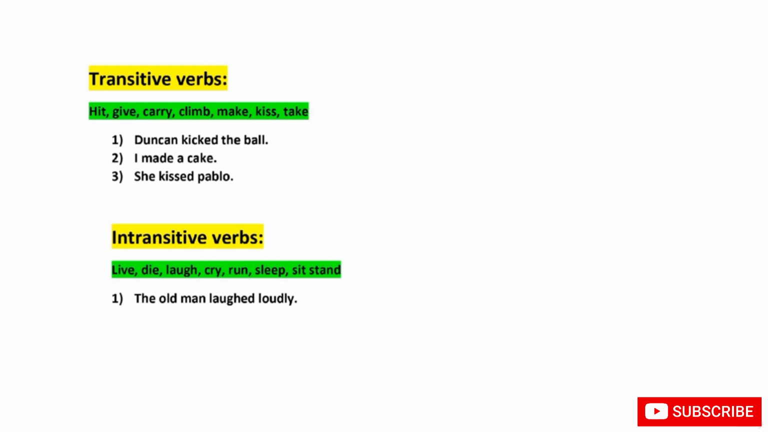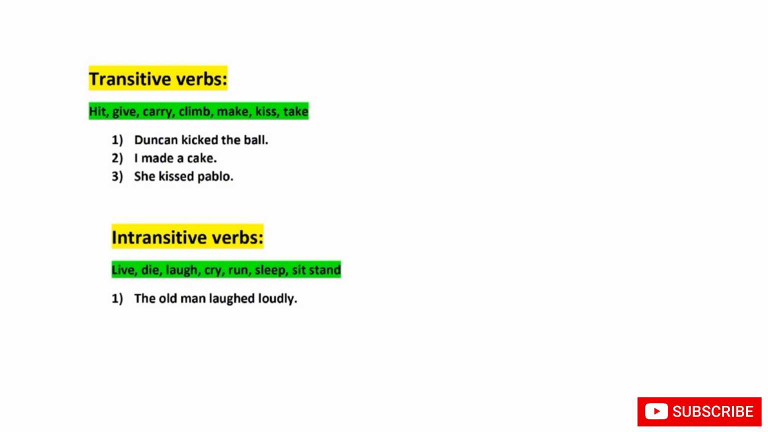We're saying the old man laughed, but then loudly is not a person or thing receiving the action. That's just an adverb that gives us information about laugh. So if you ask the questions, the old man laughed who? Or the old man laughed what? You will get no answer. That's how you know that that verb is intransitive.